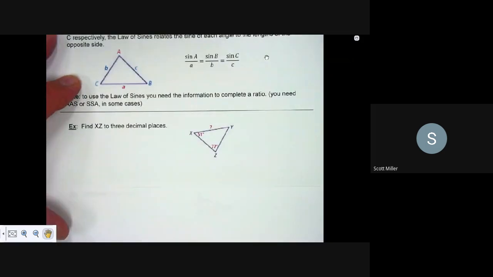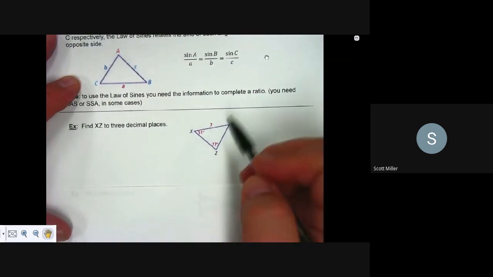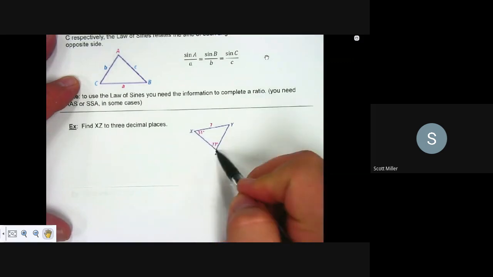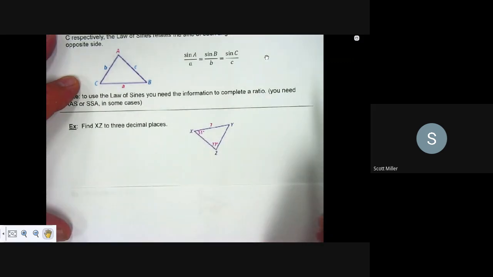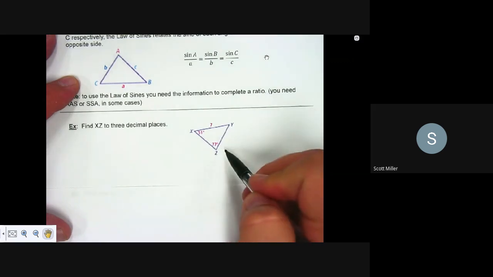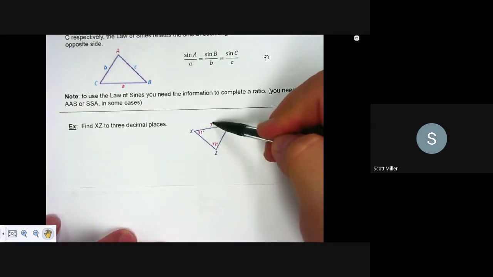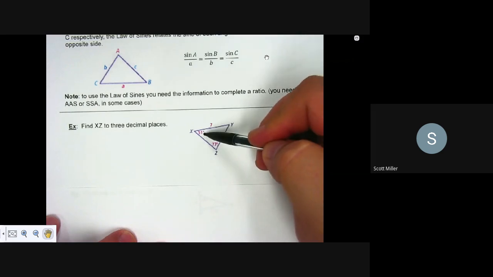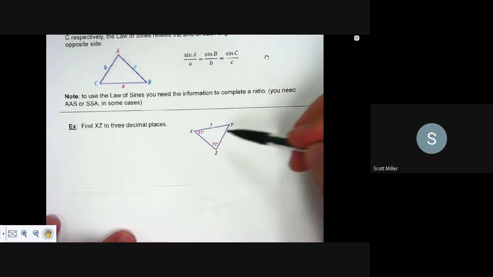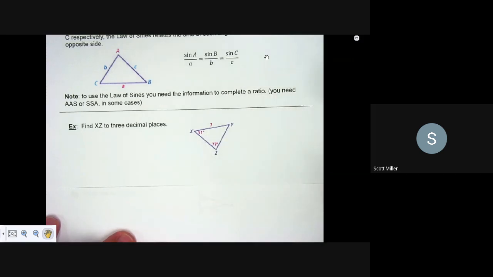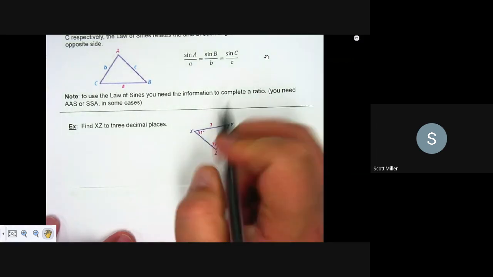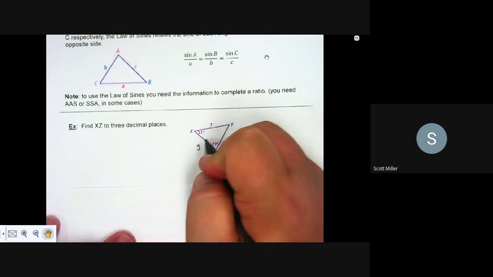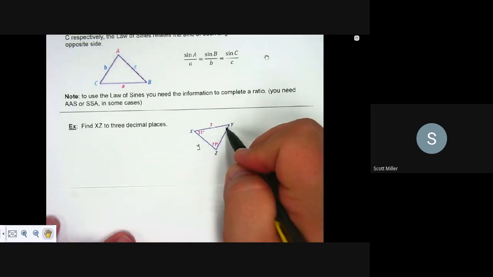So here we go. Here's an example. We want to find XZ, this length, to 3 decimal places, and I have this information. You'll notice that I have a complete ratio here: angle 77 degrees with side 7, and this is 51. Okay, so I have enough information to solve this problem. I want to find this side length over here, which we're going to call y, because it's opposite angle Y.